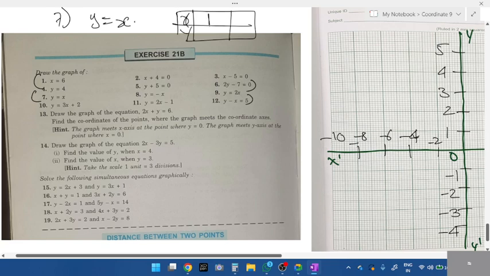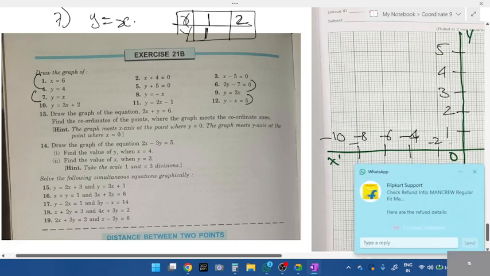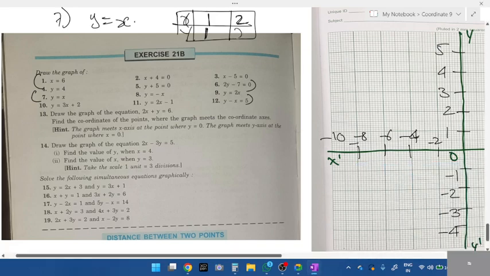If you take X is equals to 1, if you substitute X is equals to 1, what is Y? Y is also 1. If you take X is 2, if you substitute X as 2, what is Y? Y will also be 2. So this is the seventh one. What are the two coordinates we have, students? Tell me the two coordinates. 1 comma 1 and 2 comma 2.